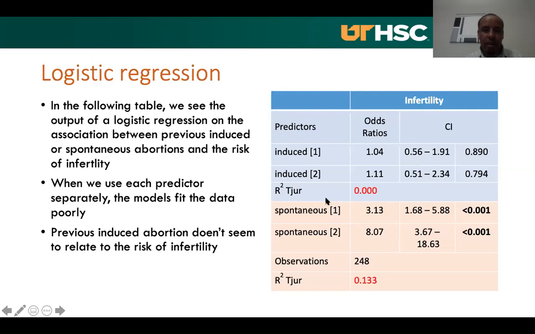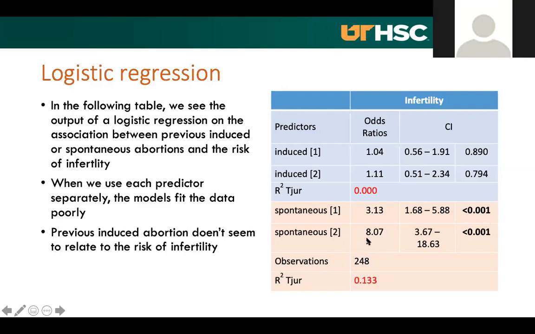So in this table again, looking at the number of previous spontaneous abortions. For every 1 previous spontaneous abortion, the risk of infertility is increased by about 3 times. And the 95% confidence interval, as you see here, is significantly different from 1. It ranges between 1.68 and 5.88. And this means, for example, if we take 100 different samples, in about 95% of the time, the odds ratio falls between 1.68 and 5.88. The p-value is also very strongly significant.